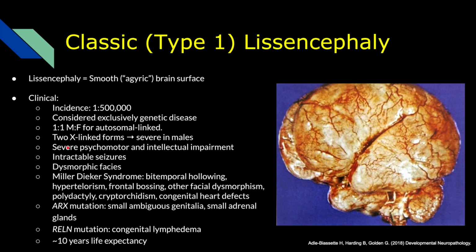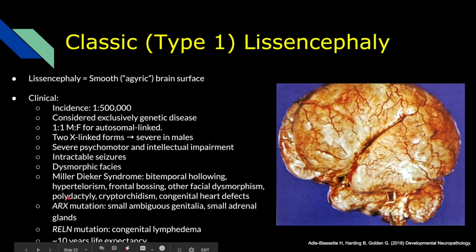Severe psychomotor and intellectual impairment, intractable seizures, dysmorphic facies, as we'll see, especially with Miller-Dieker syndrome, where you get bitemporal hollowing, hypertelorism, frontal bossing, many other facial dysmorphisms, and so on and so forth, and even congenital heart defects and defects outside the brain. So this is a very special disorder, and we'll see the genetics behind it.